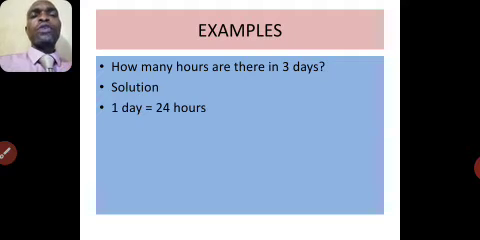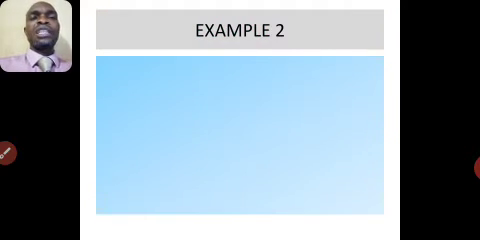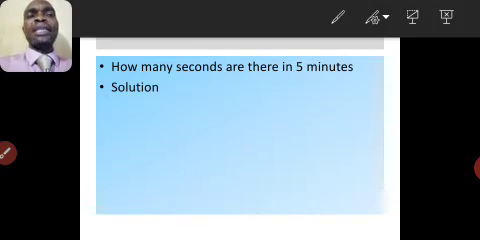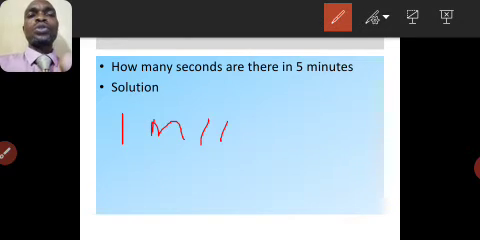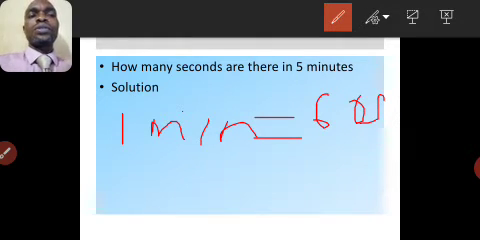So 1 day is 24 hours. 3 days is 3 times 24, which gives us 72 hours. Let's see this other example. How many seconds are there in 5 minutes? Now 1 minute equals, I know you couldn't have forgotten this yet, 60 seconds.